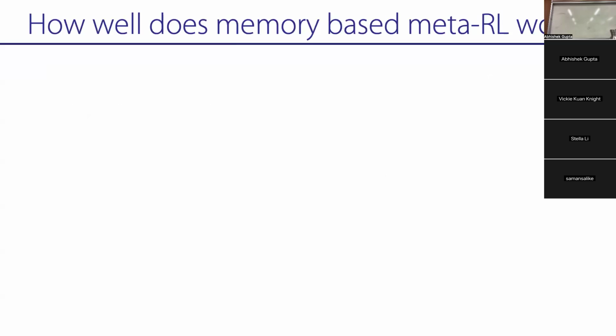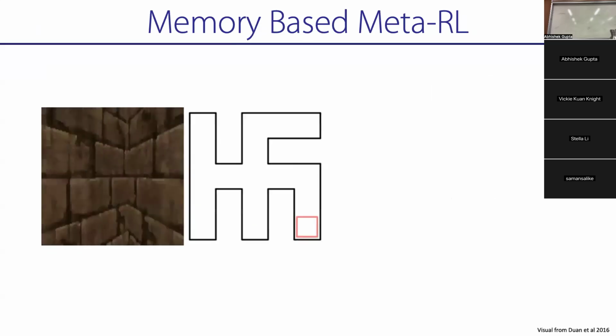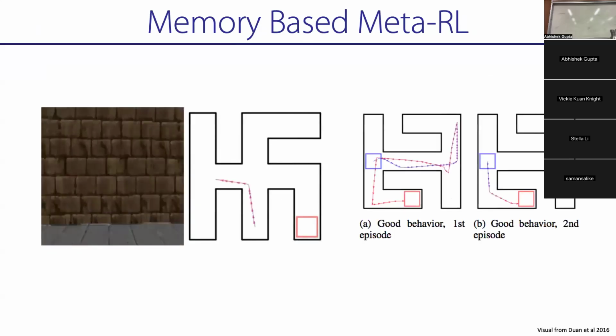And so some examples of this kind of working are these maze examples, which are summarized here. You can see that in the first episode, it doesn't know that it has to get here. So it starts from here, explores all around, finds the reward. The second episode, it just goes straight to the goal because it has memory of what it did the first time.